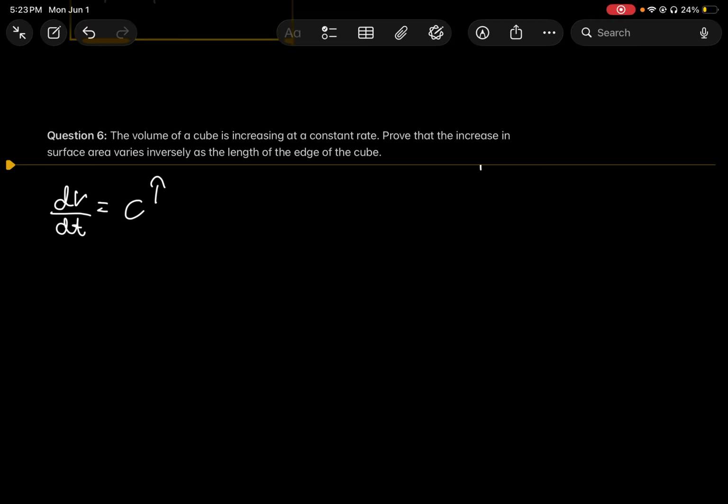Prove that the increase in surface area varies inversely as the length of the cube decreases. Length of the cube, 1 upon L, bro. Something like that.